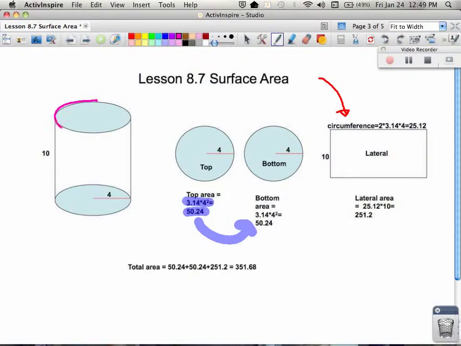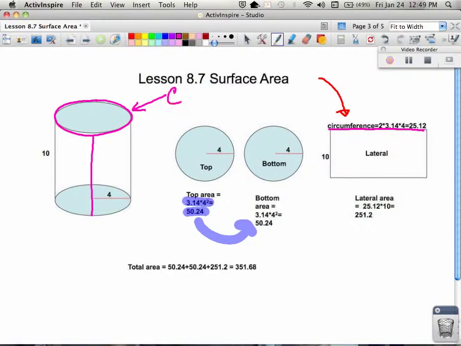Then what I notice is when I peel that label off the soup can, because I sliced it down the middle, when I peel it back, the width of my rectangle, or in other words what we call the base, was actually the circumference of that circle when we straighten it out. So to find the area of this rectangle, I take the circumference of the circle and then multiply it by the height of the cylinder. So let's look at how that works.